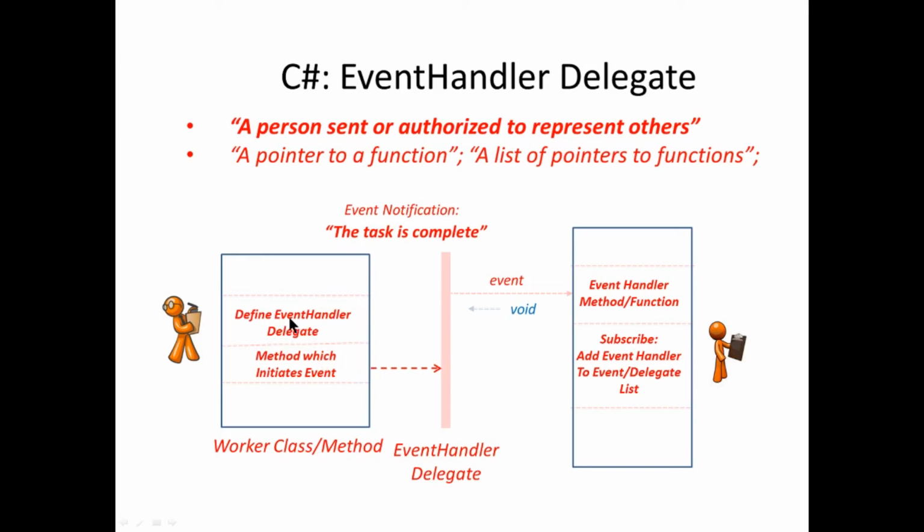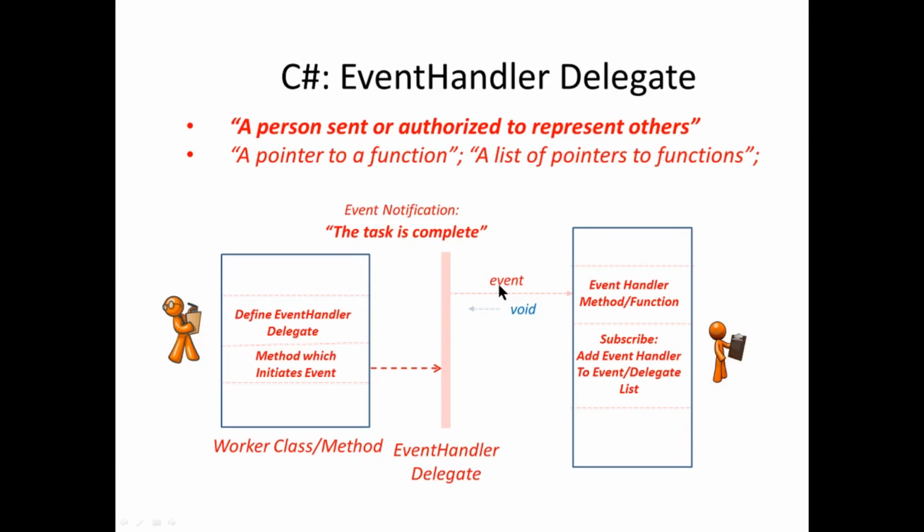Now, the first thing that the worker, the guy who's issuing the event notification and doing the work, first needs to do is define this event handler delegate, okay? Basically, the list of subscriber methods that are going to be called, he has to define it, all right? He keeps the list of all the subscriber methods that are going to be called, and he also has to define how those event handler functions in the subscribers will input and output information, what inputs they will take and what they will return.